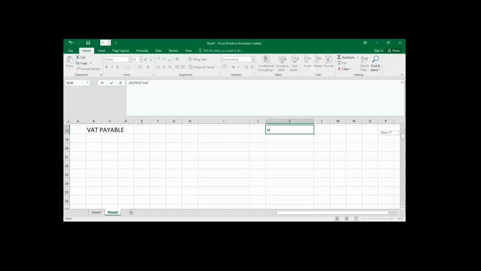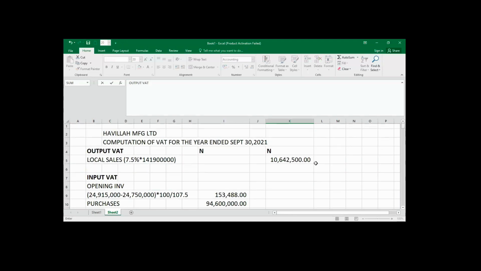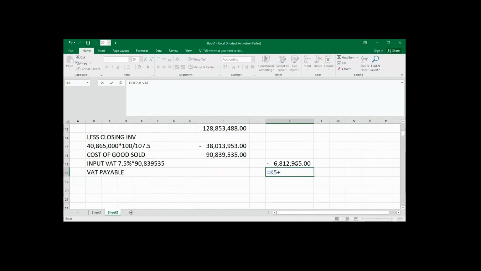So the value of the VAT payable is equal to this and this. So this is the amount of VAT that this company is supposed to pay. But this company has already remitted certain amounts. So we say VAT, less VAT already remitted. How do we know that they have already remitted certain amounts?